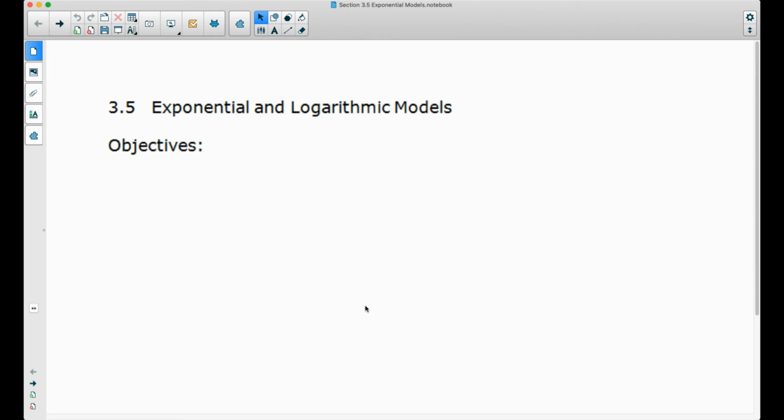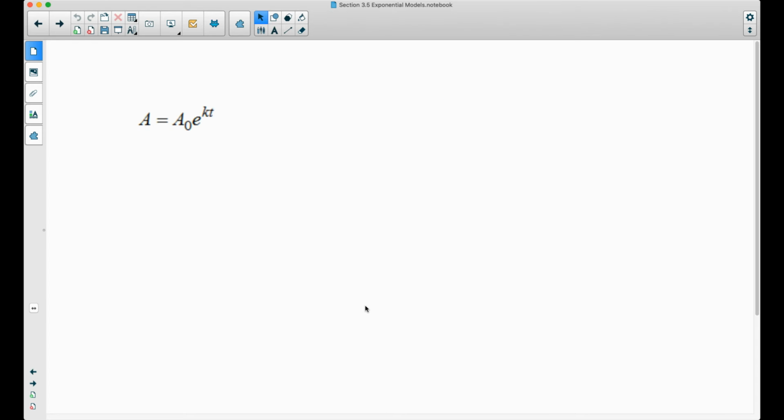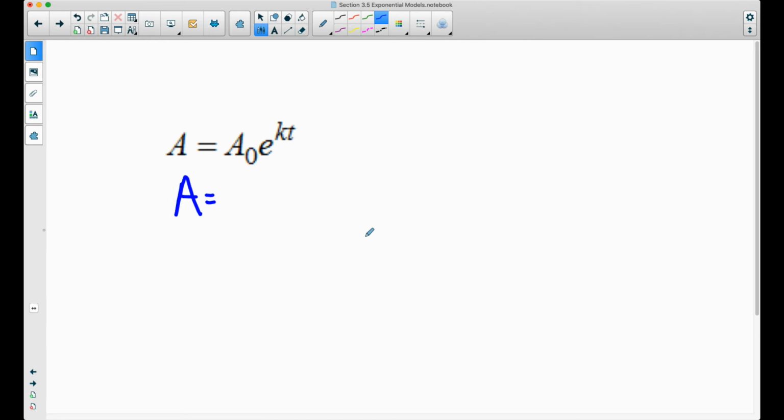Okay, so 3-5 exponential and logarithmic models. They want to mix it up a little bit and do a different formula. Listen, it is per formula. A equals P e to the RT, except instead of P, they put A sub 0, and instead of rate, they put K. I don't know why. They just wanted to.